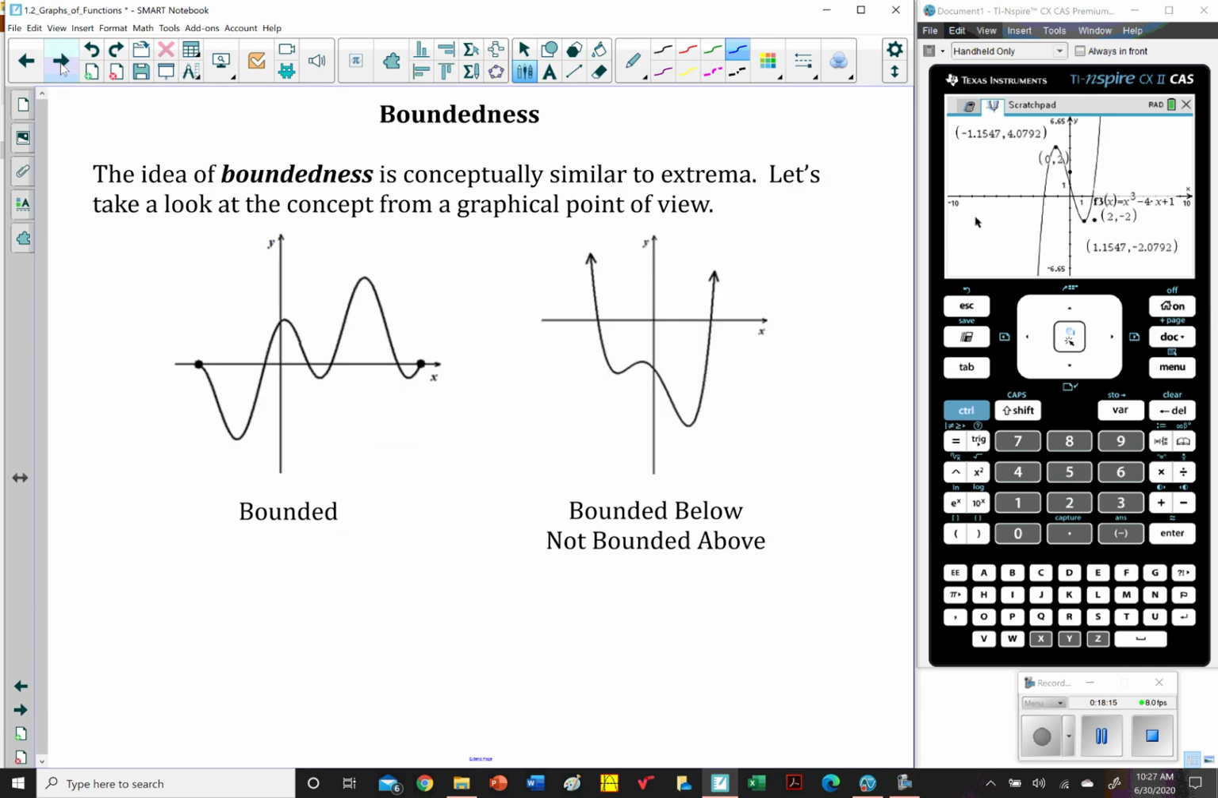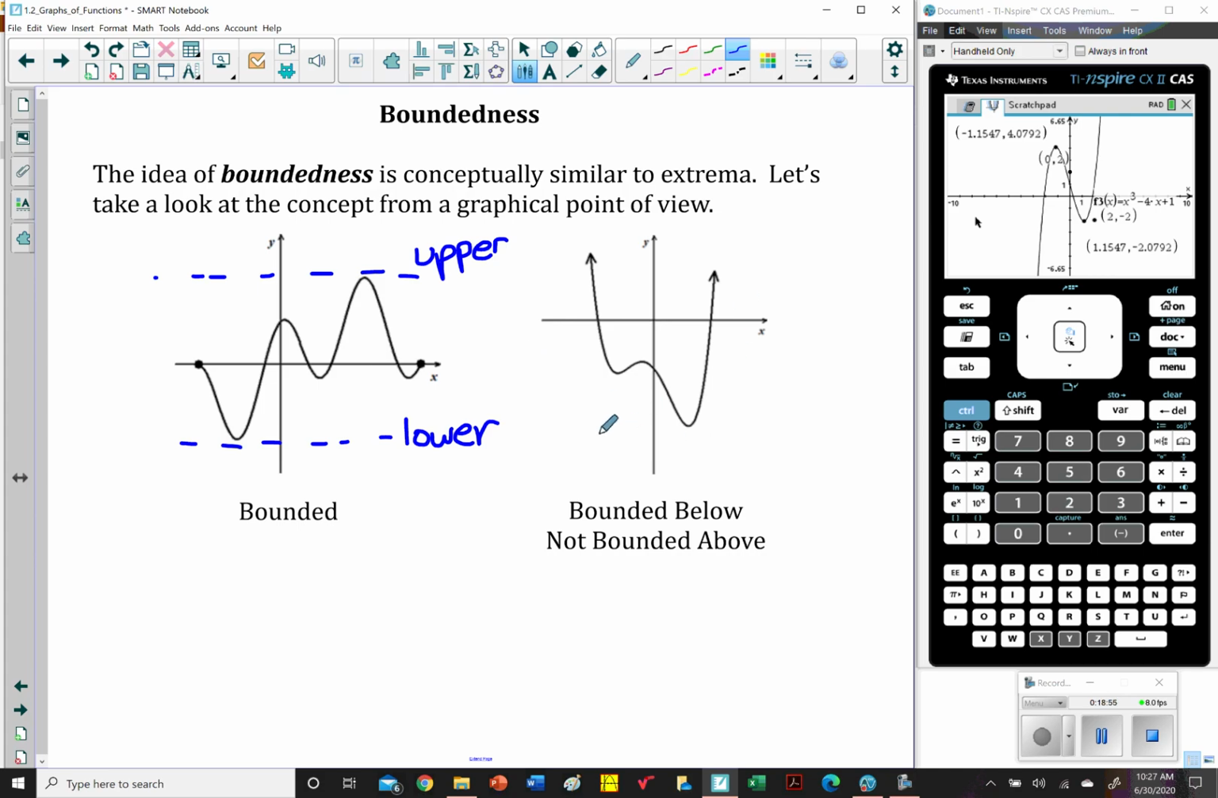So this example, boundedness, this is a new idea. The idea of boundedness is similar to finding extrema. And I look at that graph. The top graph, the first graph is bounded above and below. You notice that you can imagine this is the highest y value and this is the lowest y value. So this would be an upper bound and this would be a lower bound. The function's not going to go beyond that y value or this y value.